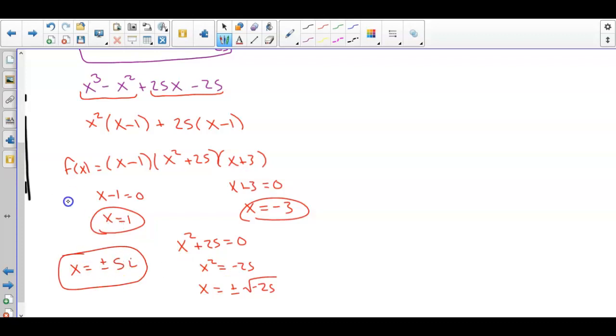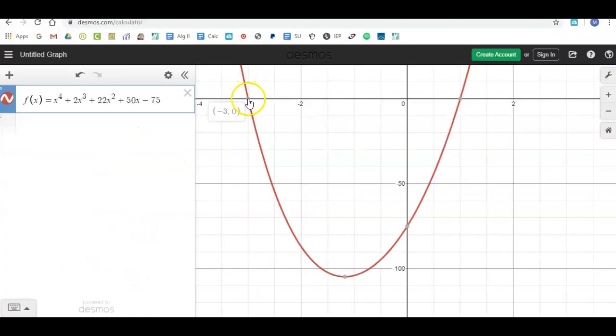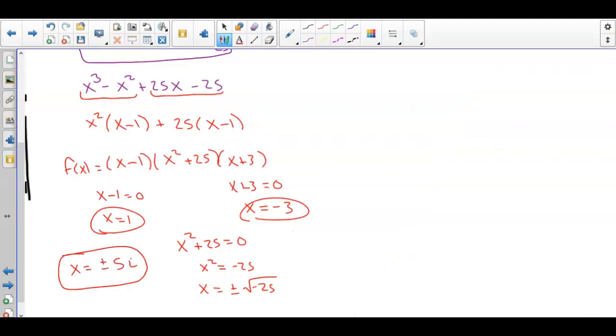So if I go back to the graph, I'm going to see this graph cross the x-axis at positive 1, negative 3, and then this plus minus 5i, which again, we cannot actually see. So here's my negative 3, and here's my positive 1. So the graph, again, has 4 roots, but 2 are real, and then 2 are imaginary.